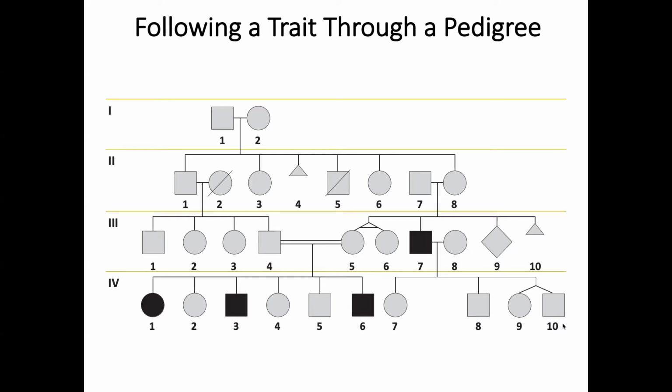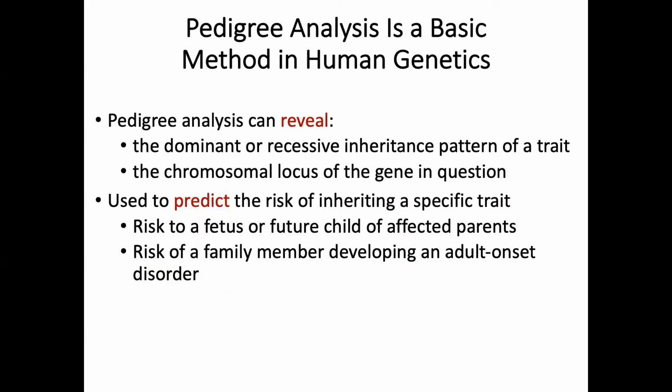Also, you can see this is an autosomal recessive inherited trait, and you might tell who are the heterozygous carriers for this trait. You really can find quite some information from a pedigree analysis. If we make a summary, a pedigree analysis can reveal the dominant or recessive inheritance pattern of a trait, and sometimes even the chromosome locus of the gene in question. I will show you some examples later.